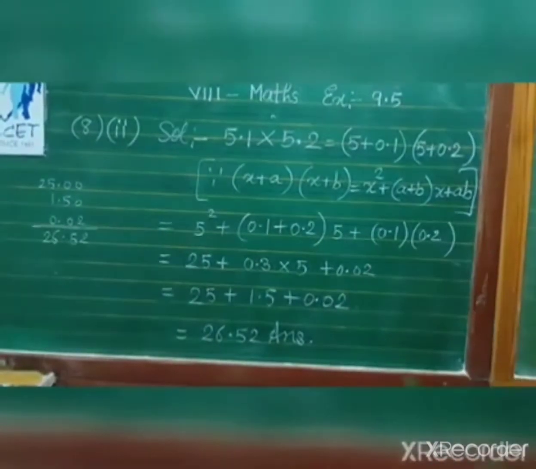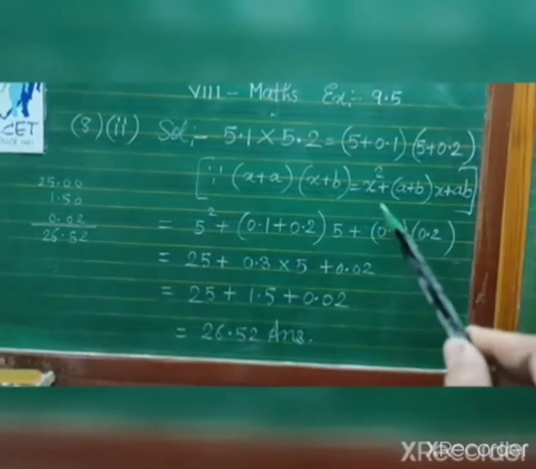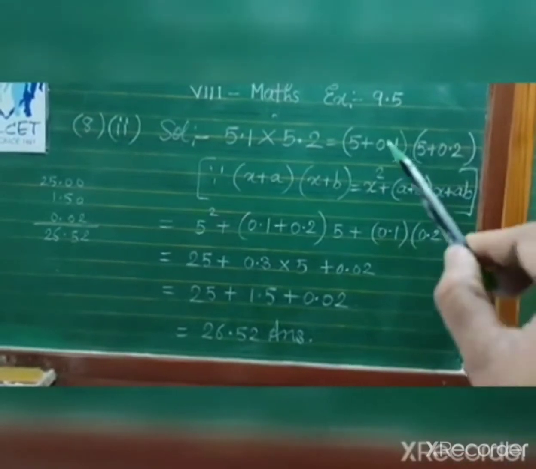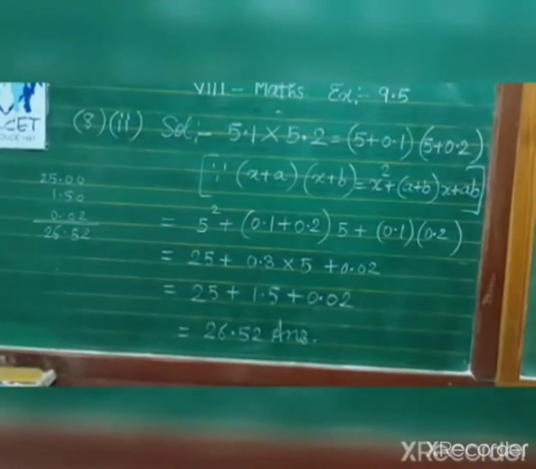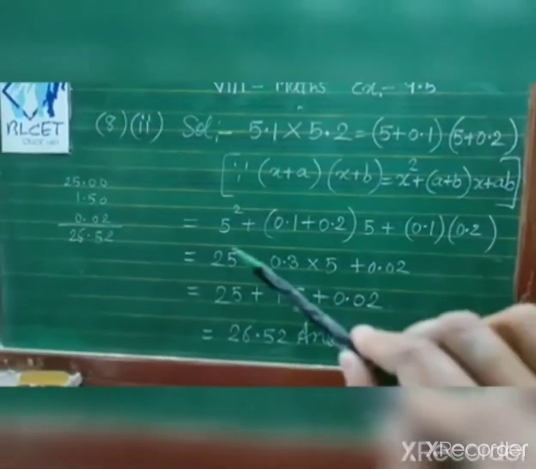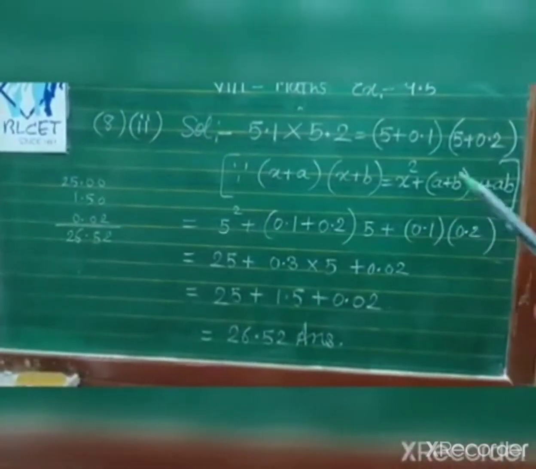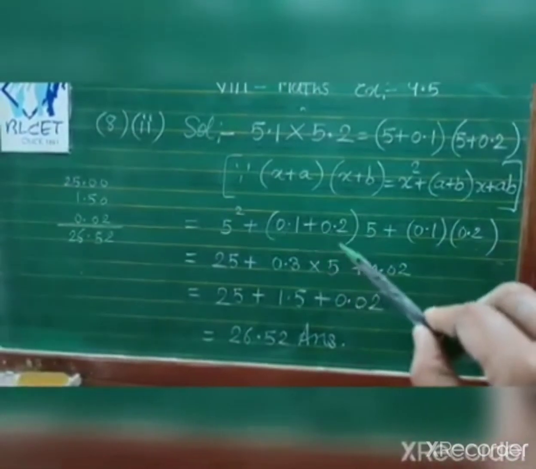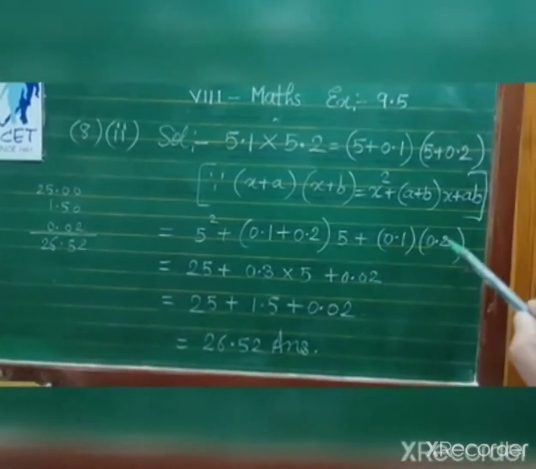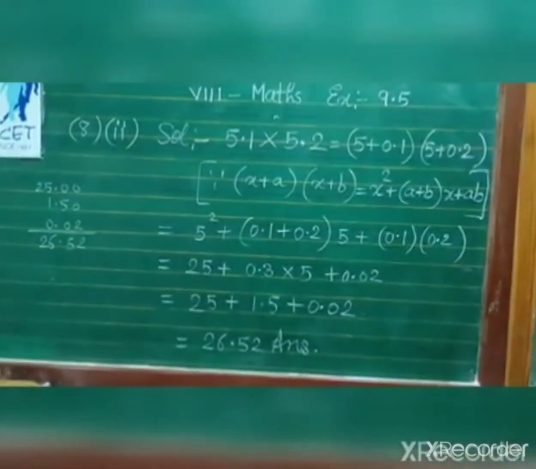So we can apply this identity. a is x square, that means in place of x, 5; in place of a, 0.1; in place of b, 0.2. So x square, that means 5 square, plus (a plus b), that means 0.1 plus 0.2, out of the bracket x, that means 5, plus 0.1 into 0.2.